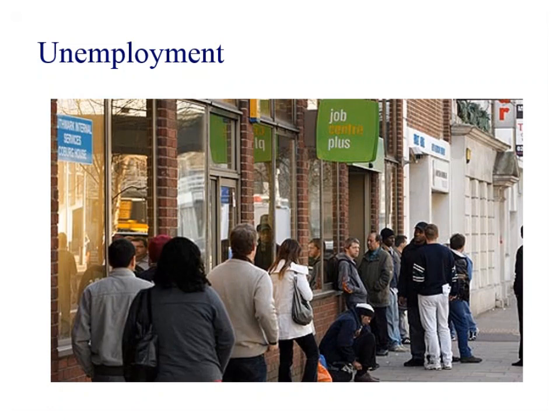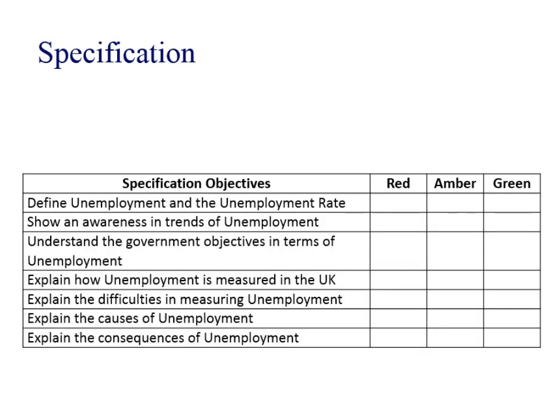So this is intended for students studying OCR economics, AS level and A level, the national and international economy. And one of the sections I like to start with my students, because it's relatively straightforward, is unemployment. So we need to be able to define unemployment and unemployment rates. We need to have an awareness of trends in unemployment. They won't ask you a direct question, but they'd expect to see an awareness when you're writing an essay.